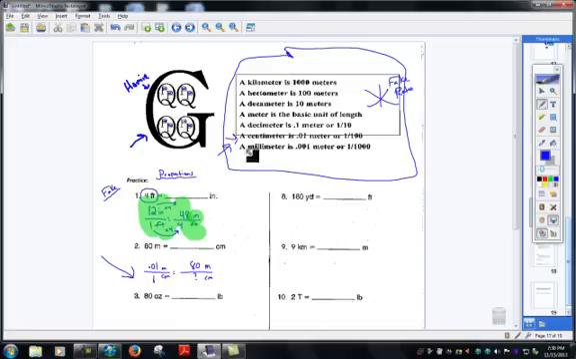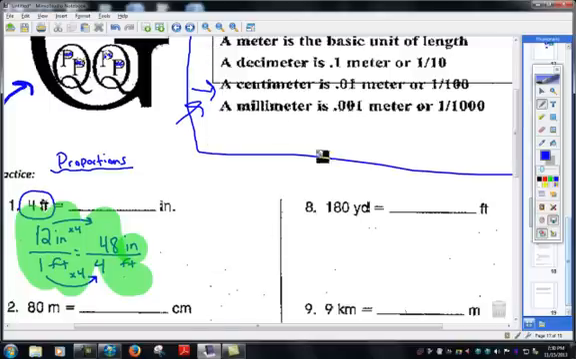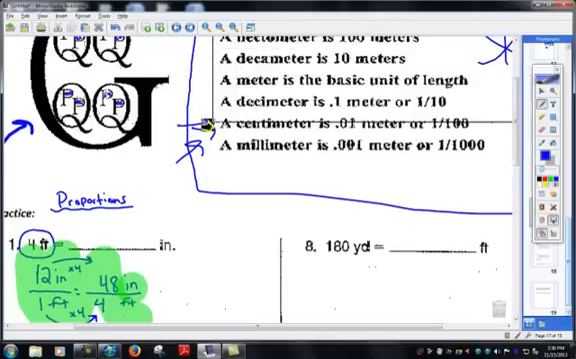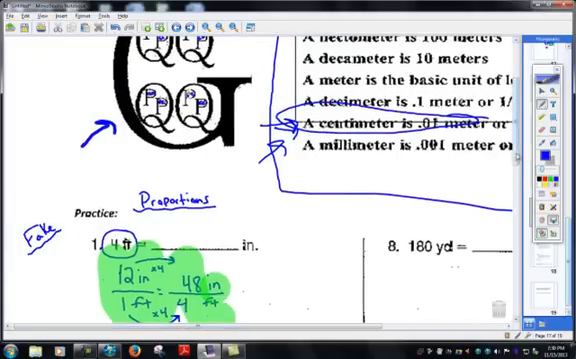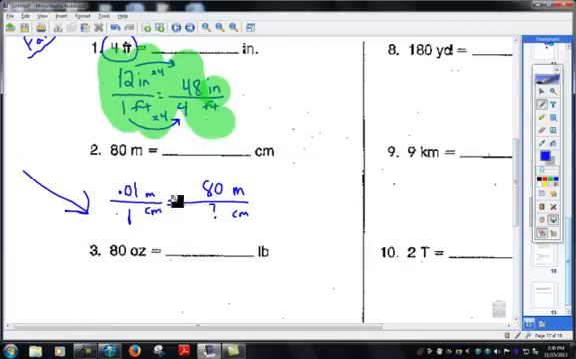From here, it's pretty easy. You guys see where I got that, I hope, because it says a centimeter is 0.01 meters. That's exactly what it is saying. So all we're doing is putting it in decimal form. And then from here, we can just cross multiply and divide.